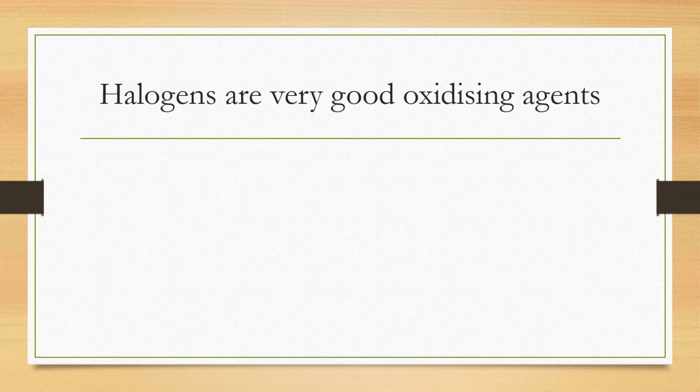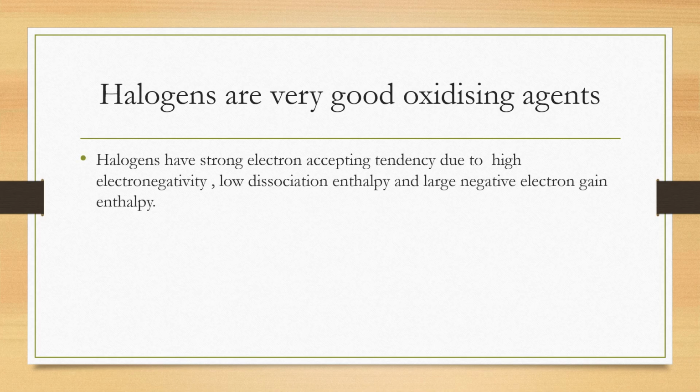Halogens are very good oxidizing agents. Why do halogens become good oxidizing agents? Halogens have strong electron accepting tendency due to high electronegativity, low dissociation enthalpy, and large negative electron gain enthalpy.